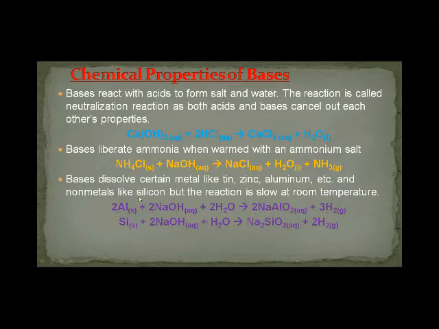Bases react with metals or non-metals. First they dissolve in water, then the reaction will start. But this reaction is very, very slow at room temperature. If we increase the temperature, the reaction will be much faster, and the products will form earlier as compared to room temperature. So these are the three chemical properties of bases. One is neutralization, second is reaction with ammonium salt, third is reaction with metals and non-metals.